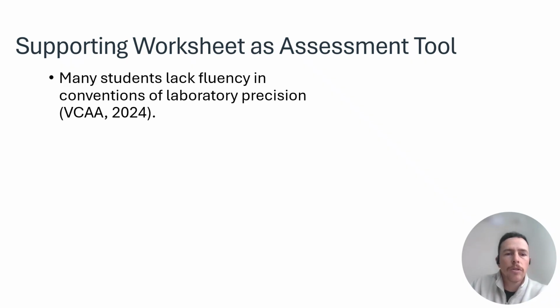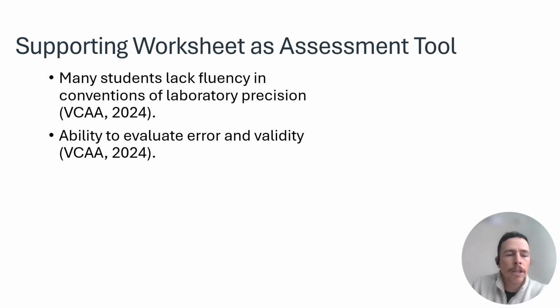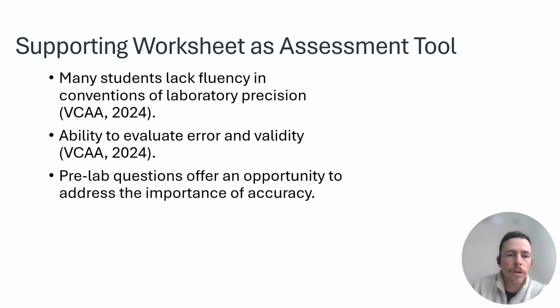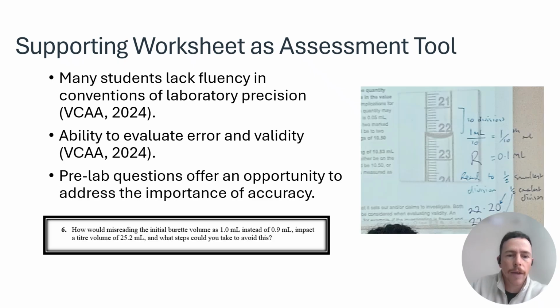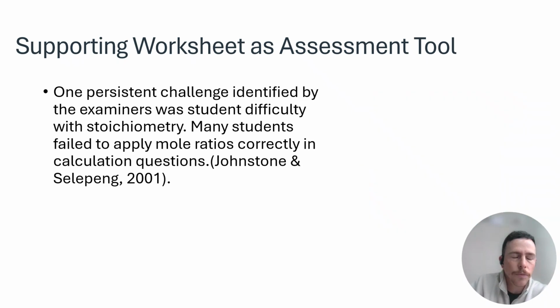Second one here, many students lack fluency in conventions of laboratory precision and struggle with the ability to evaluate error and validity. So the pre-lab questions offer an opportunity to address the importance of accuracy, and we've included a question on the Biuret volumes and how this will affect future calculations. And here we just have a little photo from a class that Pierce sat in, where the teacher in charge was demonstrating how to read a Biuret and how important that is going to be to their calculations.